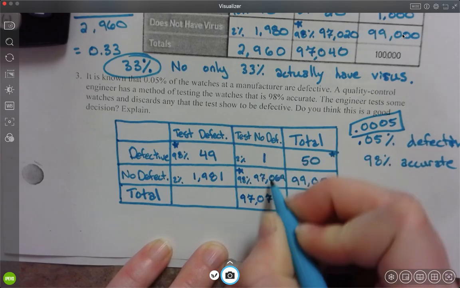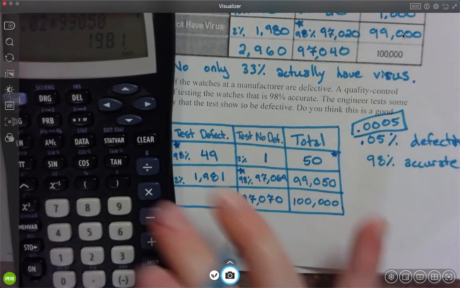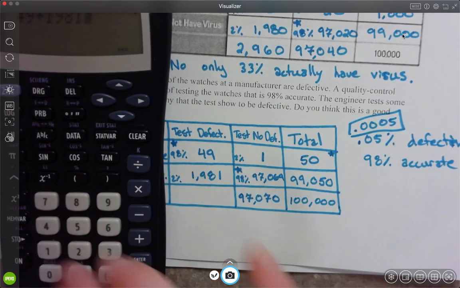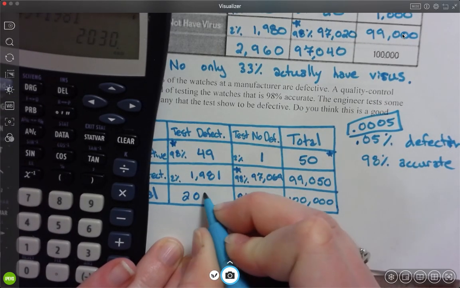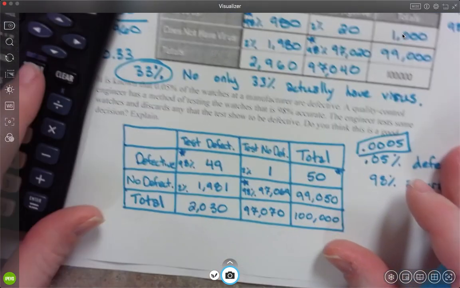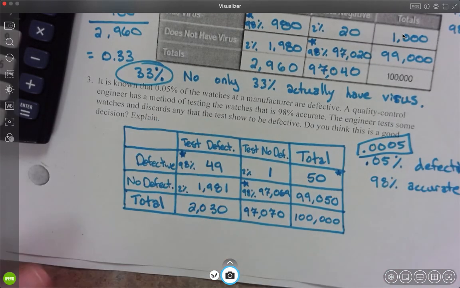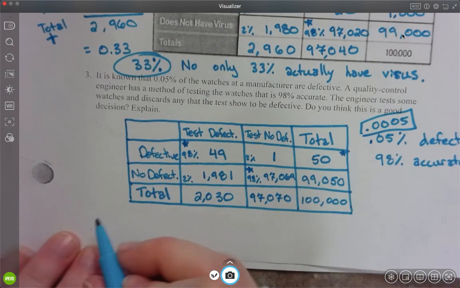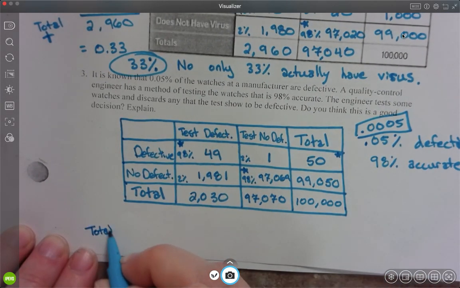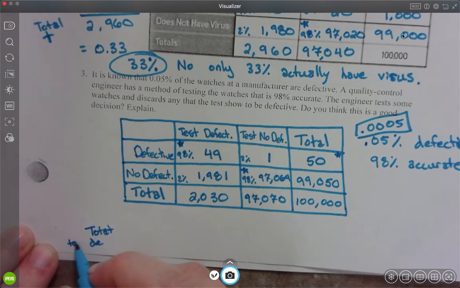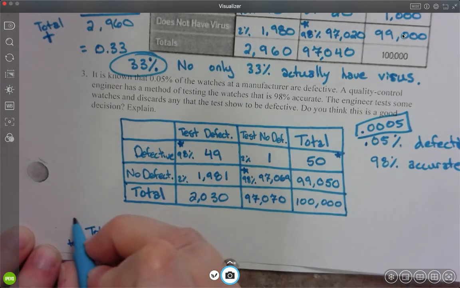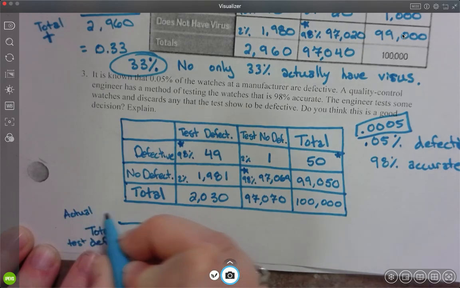If I add these two columns together, I can't do that in my head. 49 plus 1,981 is 2,030. Okay. All right. So now the engineer tests some of the watches and discards any of the tests that show to be defective. So that's kind of what I was just talking about. I'm going to put total test defective. So we want to look at the total test defective, and we want to look at the actual defective.